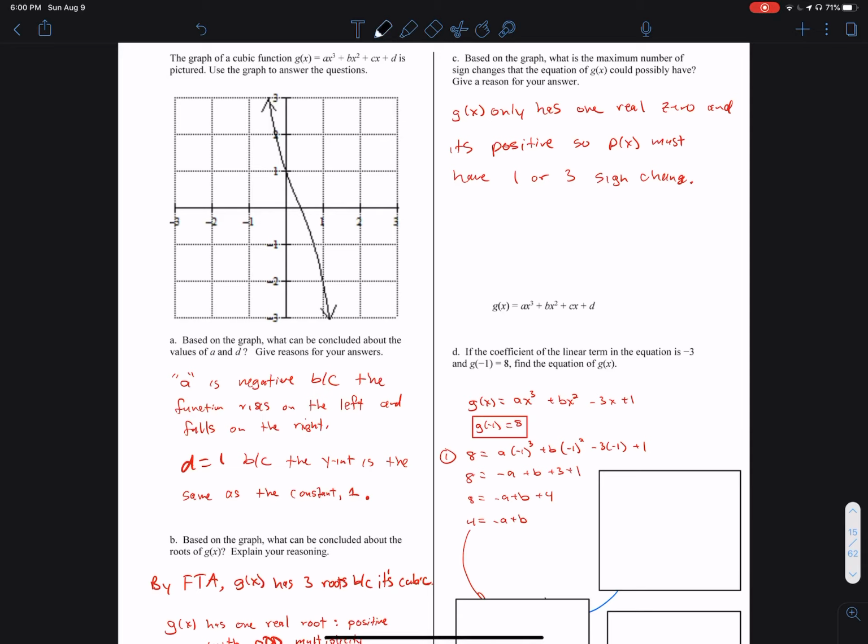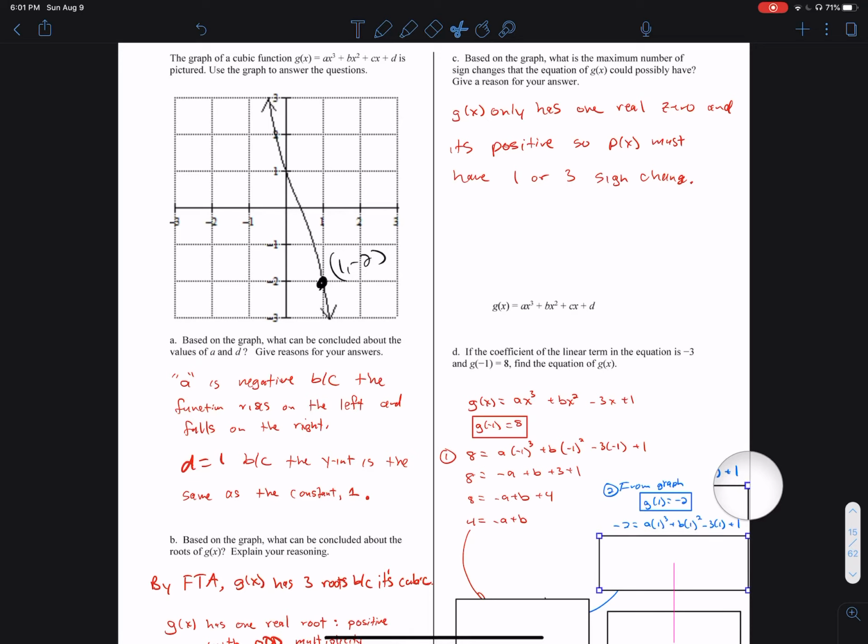I would say that it's pretty reasonable to assume that this point right here, 1, -2, is an ordered pair on this graph. So I could say from the graph, I know that g of 1 is -2. So I go through this process again, replacing y with -2 and replacing x with 1, simplify the equation, and I end up with 0 equals a plus b.